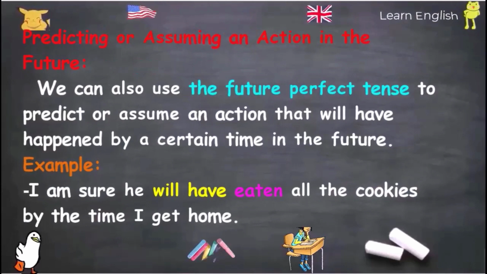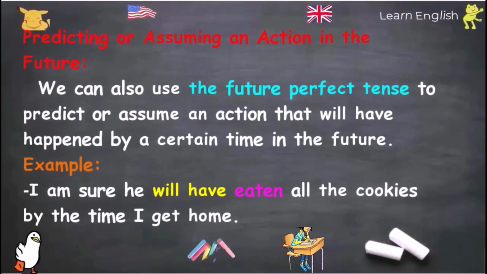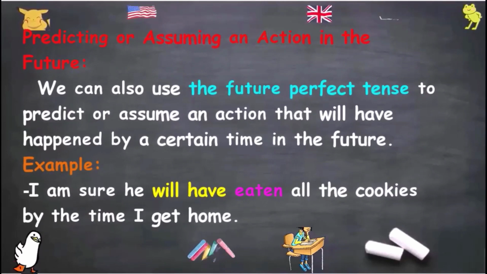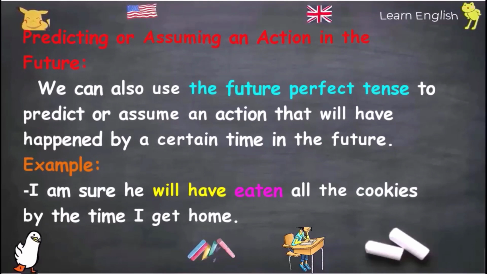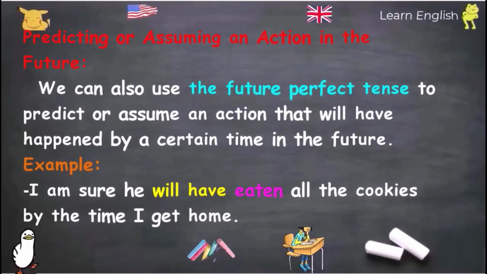Predicting or assuming an action in the future. We can also use the future perfect tense to predict or assume an action that will have happened by a certain time in the future. Example: I am sure he will have eaten all the cookies by the time I get home.